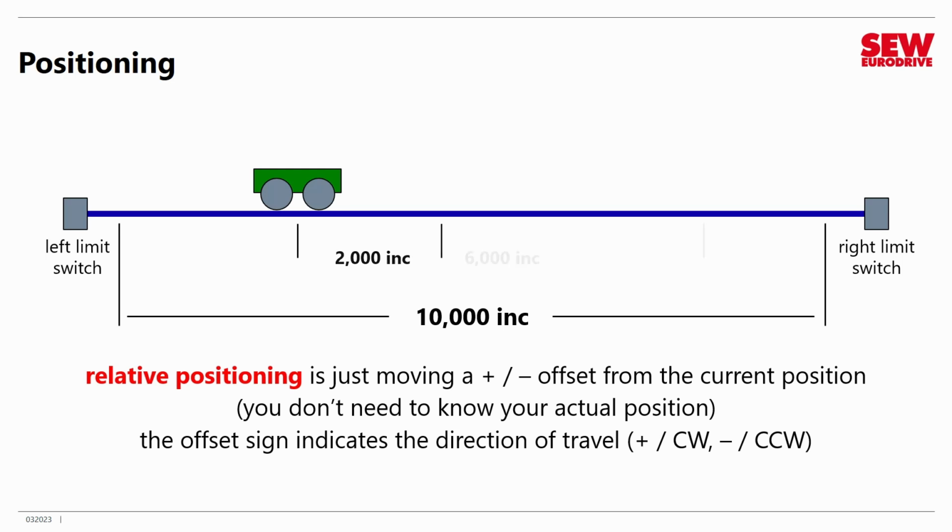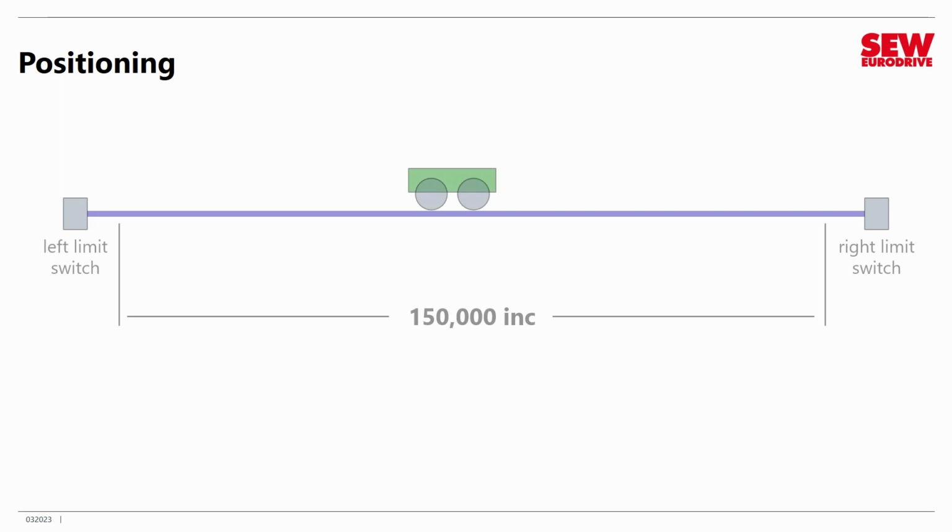Pretty simple. Now, if I say move 6,000 increments in the positive direction, it's going to do this. It's going to take wherever I happen to be, and it's going to move clockwise, counting increments from the encoder until 6,000 has gone by. So if I say go positive 6,000, that's what's going to happen. Again, no big surprise. Relative positioning is very simple and easy to understand.